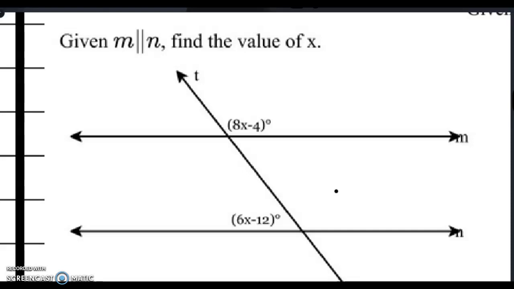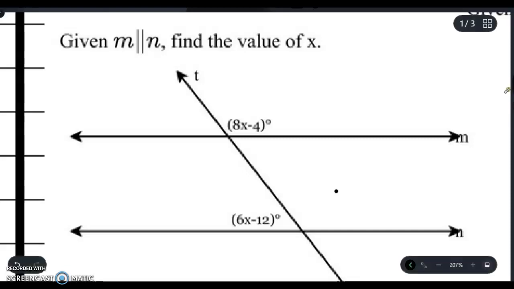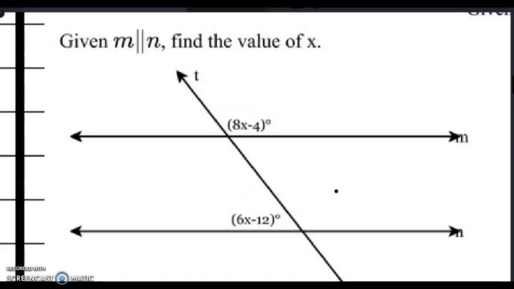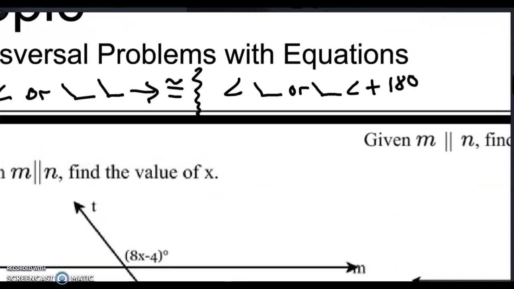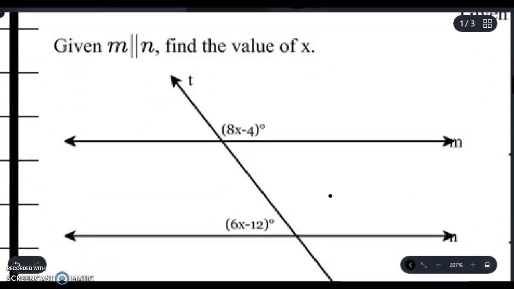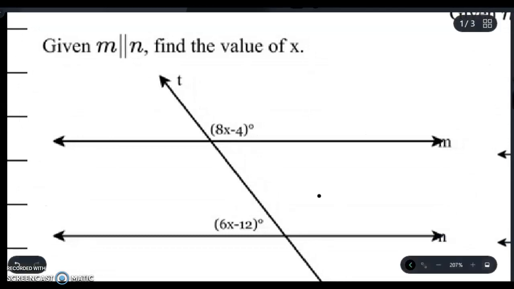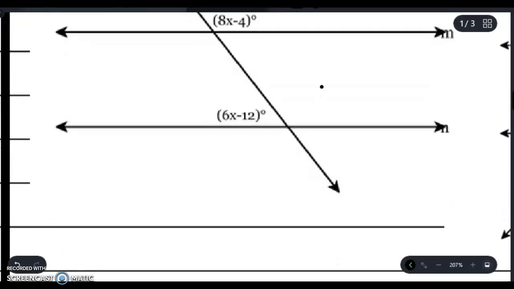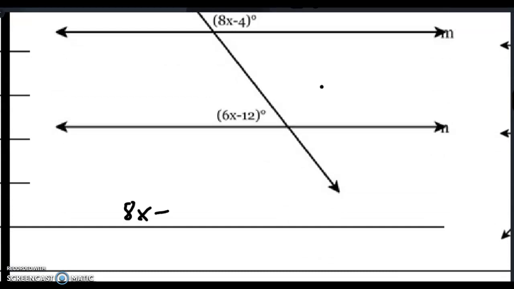So we got two angles. We've got this angle here, right? That's an obtuse angle. And you got this angle here. That's an acute angle. So since you have one of each, they're going to add up to equal 180. So I'm going to set my equation up like that. I'm going to say 8x minus 4 plus 6x minus 12 adds up to equal 180.